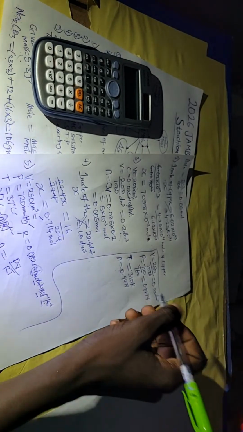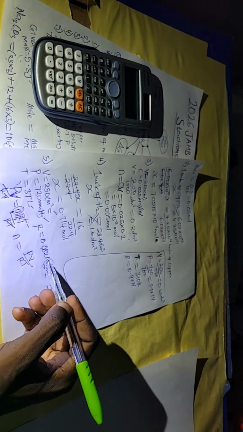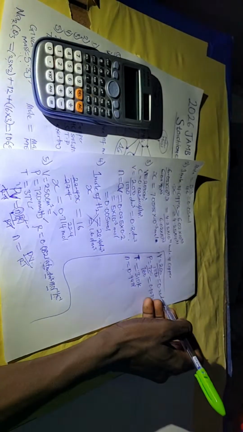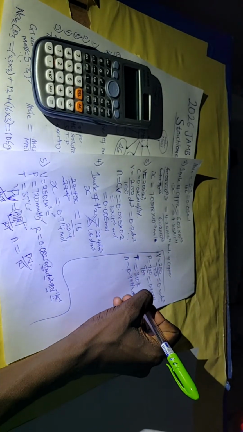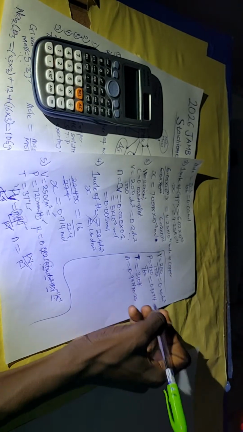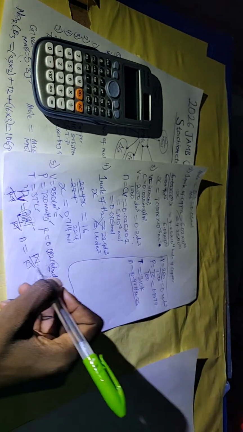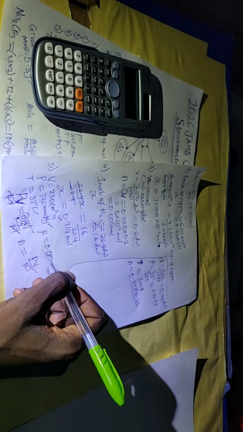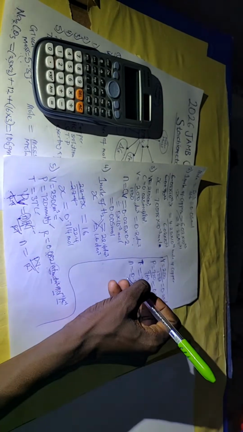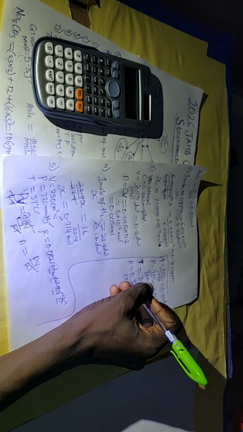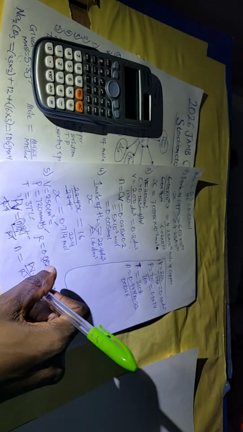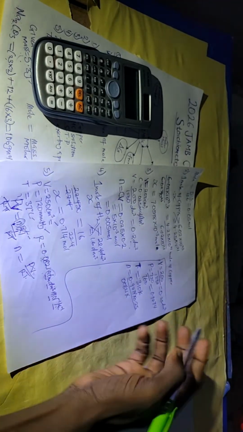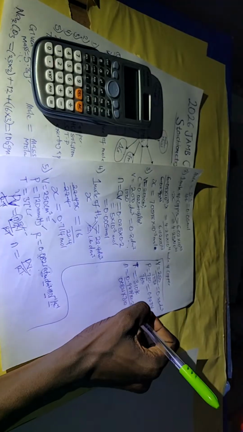Now times V. What is our V? Our V is the volume. The volume is now the converted one, in dm cube, so the volume is 0.25, over R, what's our R? This is the gas constant, which is 0.0821, times our T, temperature. We have converted it to Kelvin, which is 310.